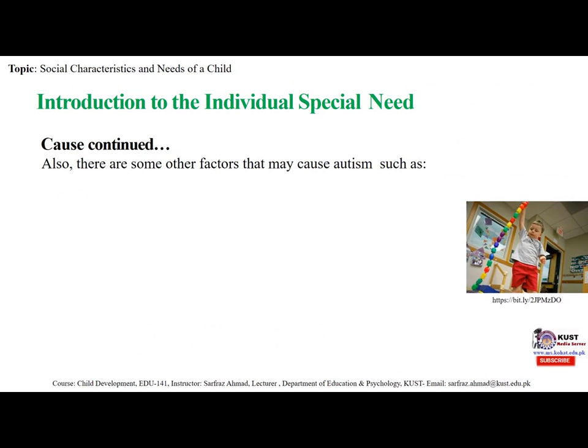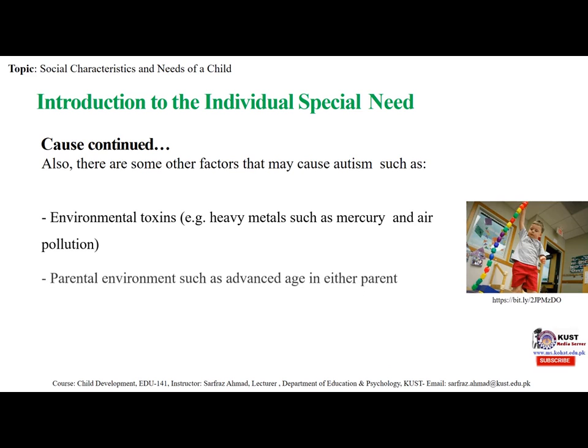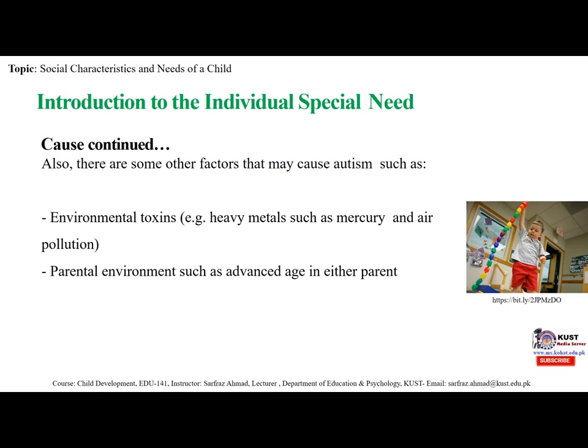Also, there are some other factors that may cause autism, such as environmental toxins, for example, heavy metals such as mercury and air pollution. Parental factors include advanced age in either parent, and taking psychiatric drugs during pregnancy.